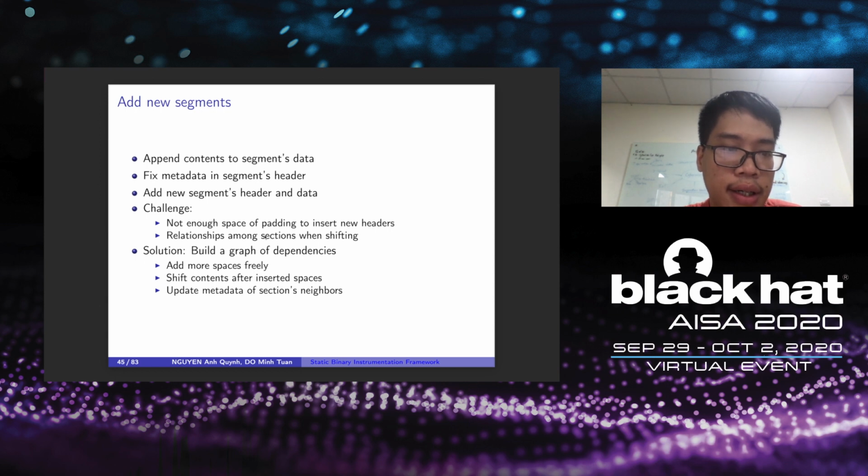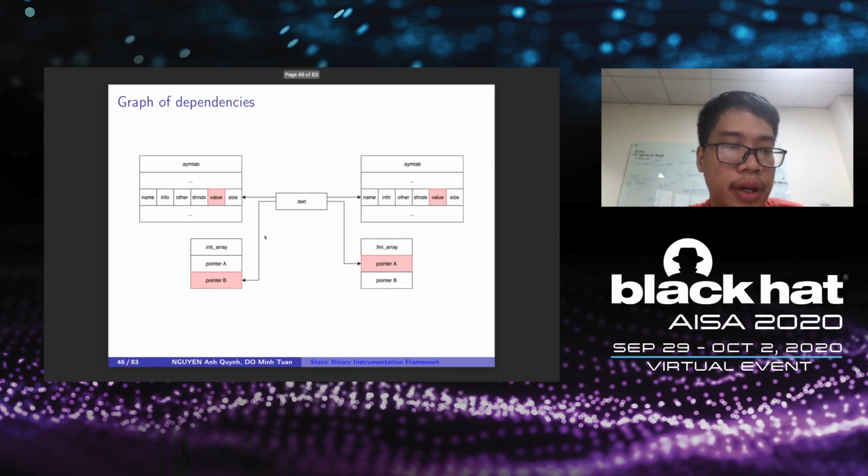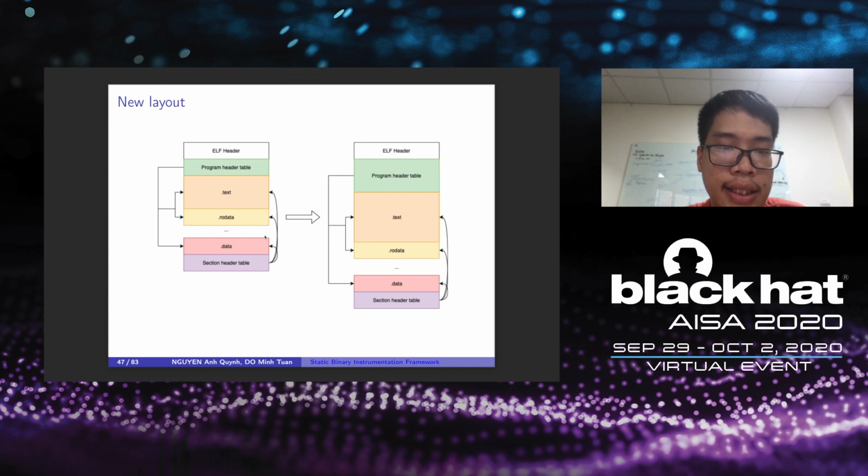However, there is not enough padding space to insert a new header. Furthermore, some sections are dependent on other sections. For example, there are many pointers which point to the .text section stored in the symbol and dynamic symbol tables. Therefore, to make it right, I create a kind of dependency graph, so that if I change the value of a node, its neighbors will automatically be updated. So the new layout looks like this.